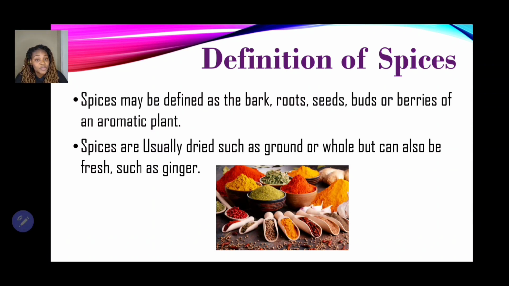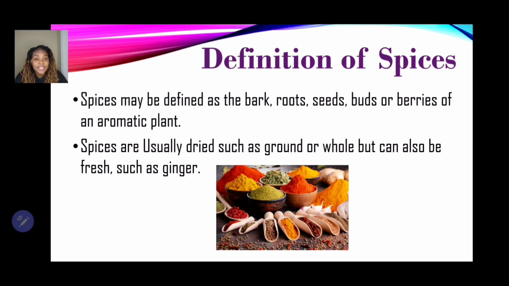The difference is the part of the plant that is used. So for herbs, remind me of the different parts. So we speak of the leaves, the stem, and the flower of the plant, right? Those are used for herbs. As it relates to spices, it is either the bark of the plant, the root, the bulbs, or the berries.